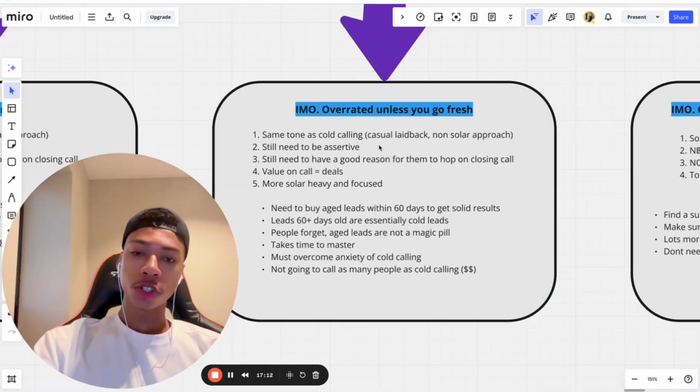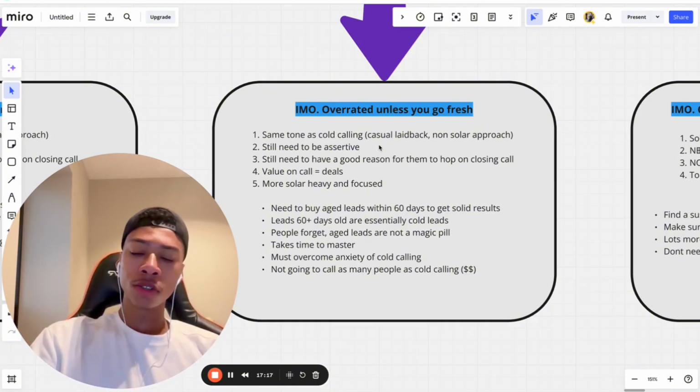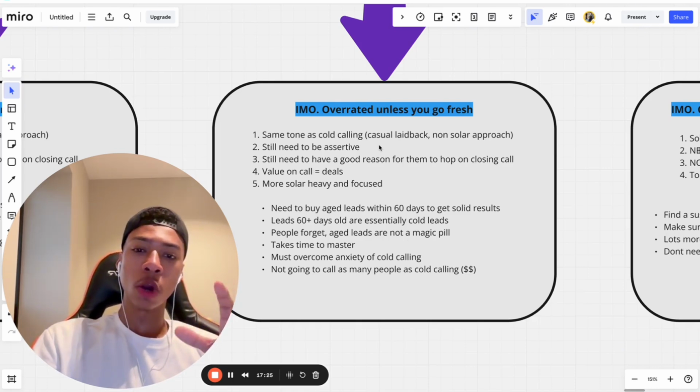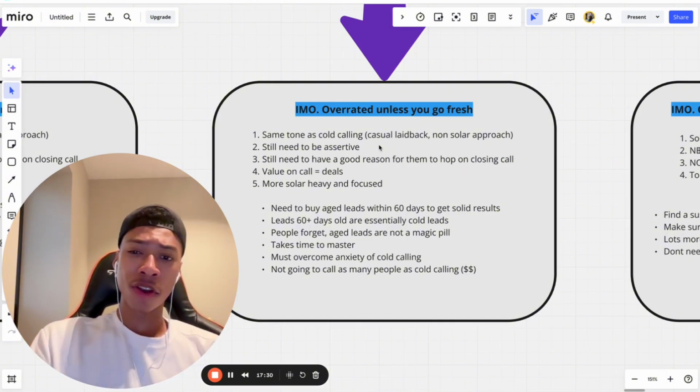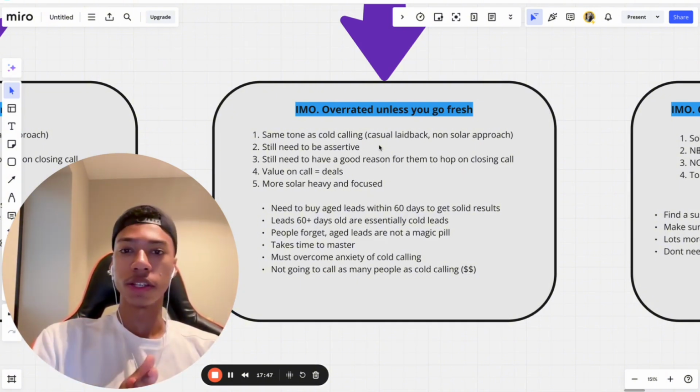So contrary to popular opinion, and I might get a lot of flak for this, but this is just my experience. In my opinion, I believe age leads are pretty overrated, unless you go pretty fresh, within 30 days, maybe 15 days, in terms of getting that age lead. And I'm going to be completely honest, anything above 60 days, so if they filled out a form more than 60 days ago and you buy that age lead, in my opinion, it's honestly just a cold lead. It's a little bit of a better cold lead, but it's not better than cold leads.